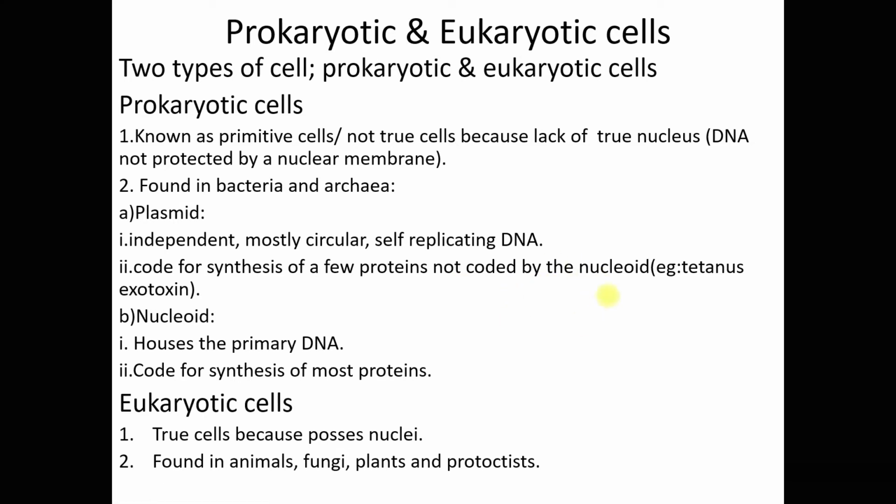One example of the protein that is coded by the plasmid is tetanus exotoxin. Now the nucleoid houses the primary DNA for the prokaryotic cell, and this nucleoid codes for synthesis of most proteins. Okay guys, you'll be learning more about plasmids in the third semester later.